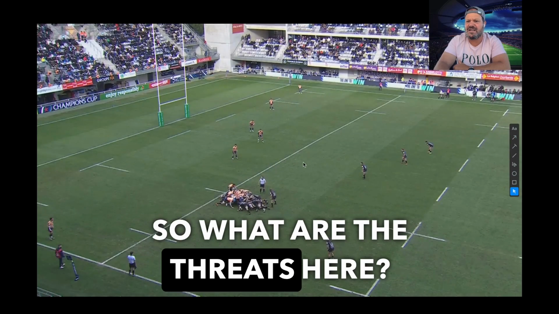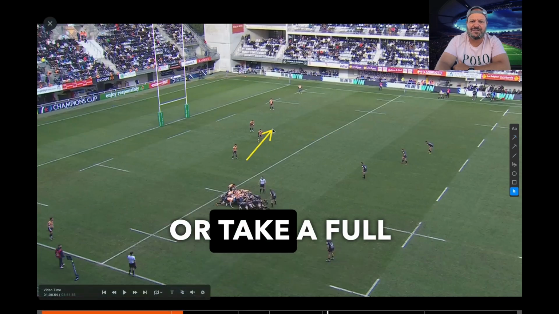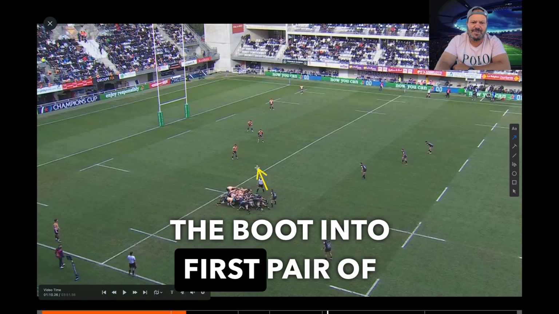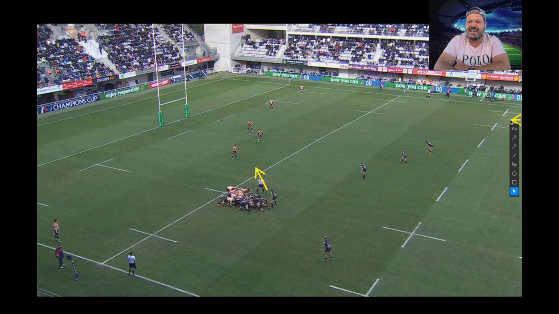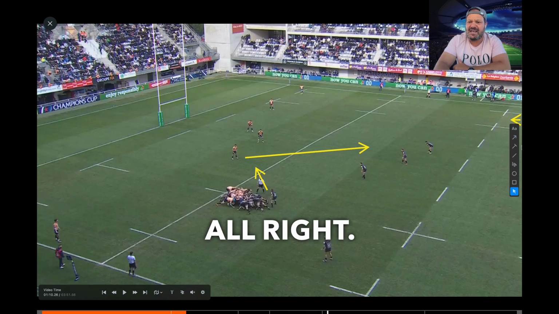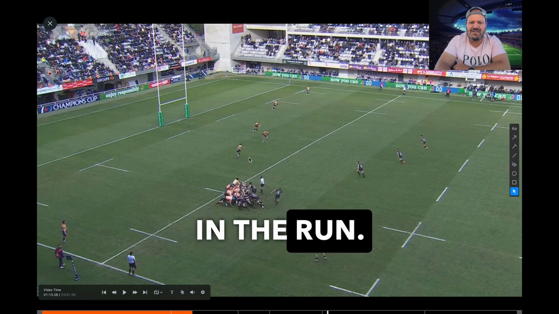So what are the threats here? The threats here are a kick, a kick pass, or take a full run option. Now, nine can go from the boot into first pair of hands, okay? And the blind wing who was there painting the picture is there in case they kick a 50-22 over his head, all right? He starts to come up as they engage in the run.